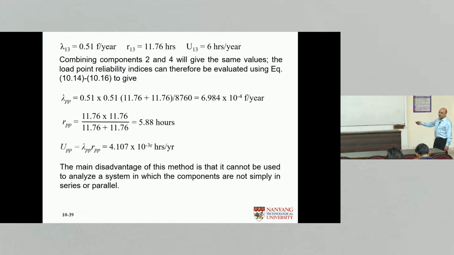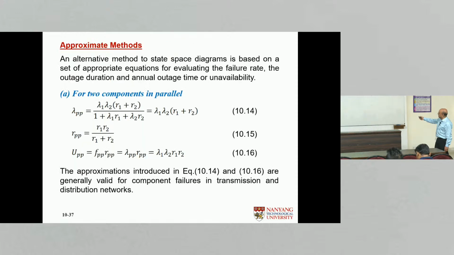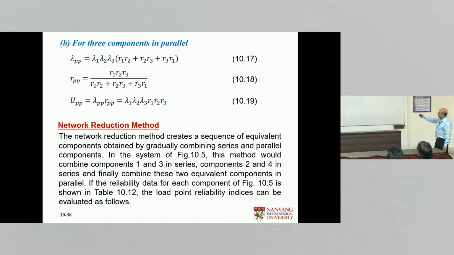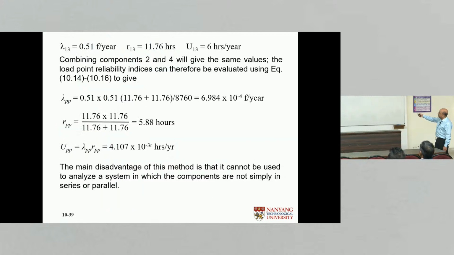So in this case, network reduction, 1 and 3 are in series. Yeah, let's go back again. 1 and 3 are in series, right? So what's the effective failure rate of this? Lambda 1 plus lambda 3, series, correct? Similarly, 2 and 4 are in series. So that's what I have done. I have calculated the lambda 1,3 by adding the 2 failure rates and then unavailability accordingly.